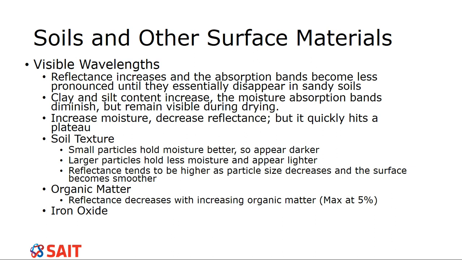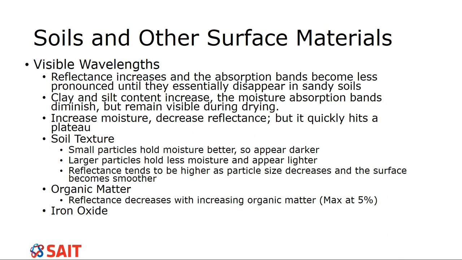Then we have clay and silt. As we increase clay and silt, the moisture absorption bands diminish, but remain visible during drying. Okay, so again, looking at a lot of soils, instead of looking merely at reflectance like we do in vegetation, we're looking a lot at what gets absorbed, because soil tends to have a very high reflection, especially in the infrareds, but in the visible light, it tends to be a little bit lower. So we're more worried about what is absorbing it.